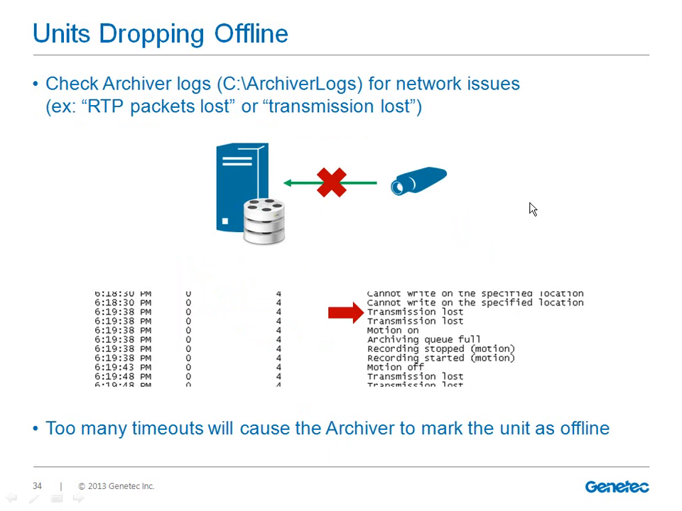You'll also see this kind of problem if you're having network issues between the archiver and the unit. Take a look at the archiver logs and look for anything indicating a network issue, such as RTP packet loss or a transmission loss like we have right here. If the archiver is seeing too many transaction timeouts from the unit, it's going to mark the unit as offline and basically stop communicating with it.